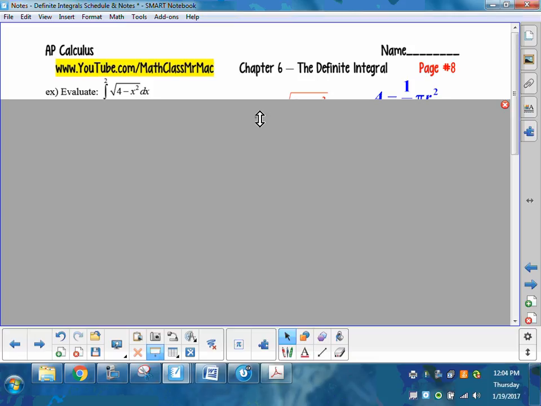How would you compute the area under that curve? Between that curve and the x-axis. What do you need to do to compute the area of that curve?